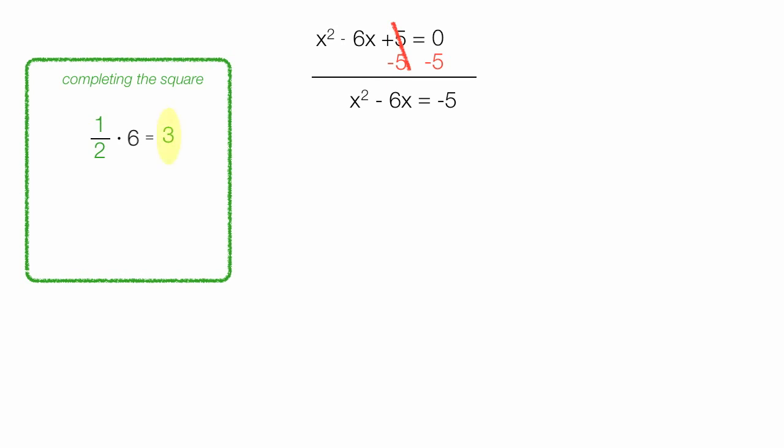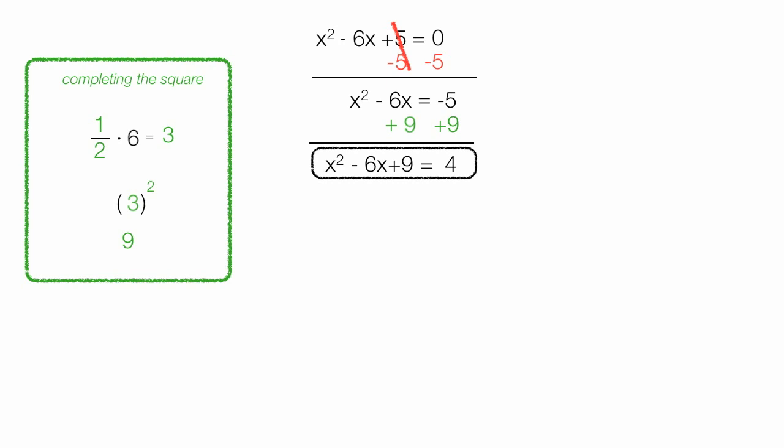And by the way, it's the same 3 as I used in the vertex example just previously. Now I take that 3 and I square it, and that equals 9. I take that 9 and add it to both sides of the equation. This gives me x squared minus 6x plus 9 on the left, and -5 plus 9 is equal to 4 on the right. I don't use the plus sign. Now I'm going to solve this equation.